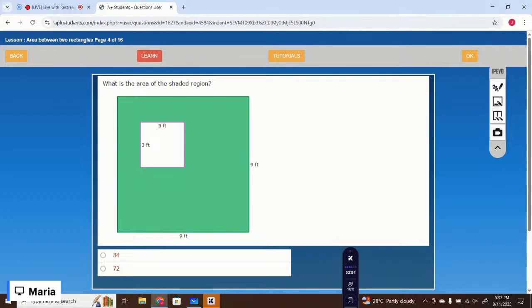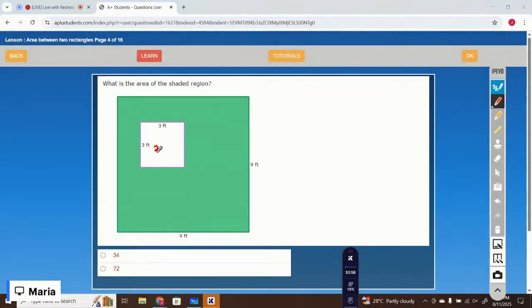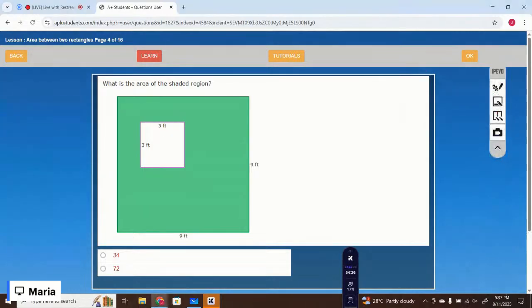What is the area of the shaded region? 3 times 3 is 9, and 9 times 9 is 81. 81 minus 9 is, that is 72. That is 72. Option 2 is the correct option.